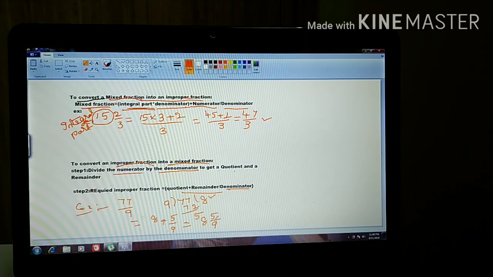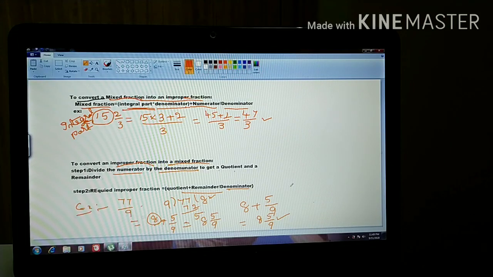Like that you have to follow all the steps. First you have to divide the numerator by the denominator. After finding the quotient and a remainder, first write the quotient part. After that write down the remainder part. After that write down the denominator. So the whole thing will be like this. You have to convert into mixed fractions. Understood this one? How to convert improper fractions into mixed fractions?